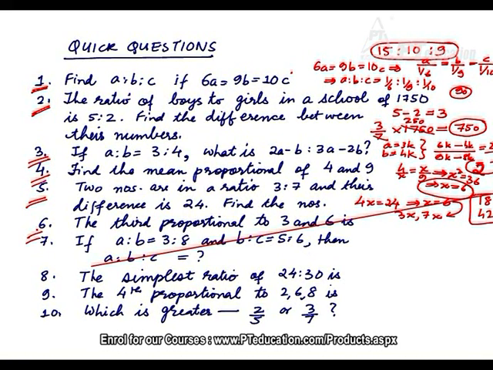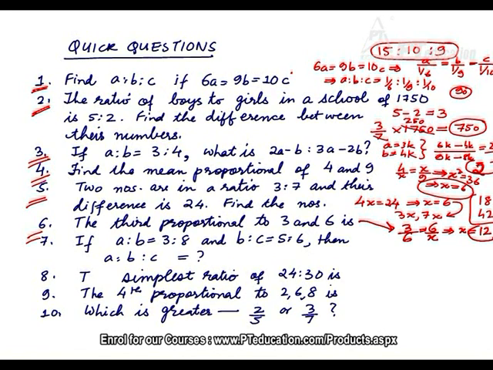We come to question number 6. What is the third proportional to 3 and 6? Question number 6. So question 6, the solution is very simple. The third proportional to 3 and 6 will be found by 3 by 6 will be equal to 6 by x. That gives you x will be equal to 36 by 3, which will be 12. So our answer to question number 6 is 12. I hope this is clear. We move on to question number 7.